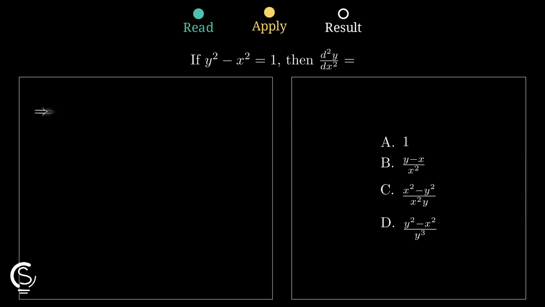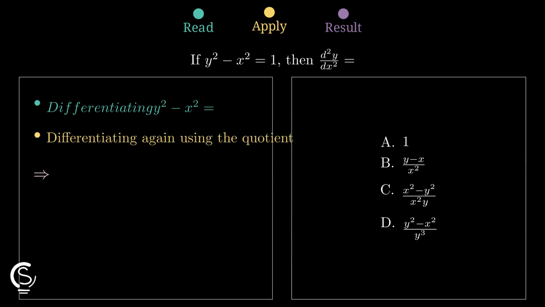Now we use the quotient rule to find the second derivative. That means we take the bottom times the derivative of the top minus the top times the derivative of the bottom. Substitute x over y for dy/dx and simplify the fraction. This leads to the final result, which matches option D.